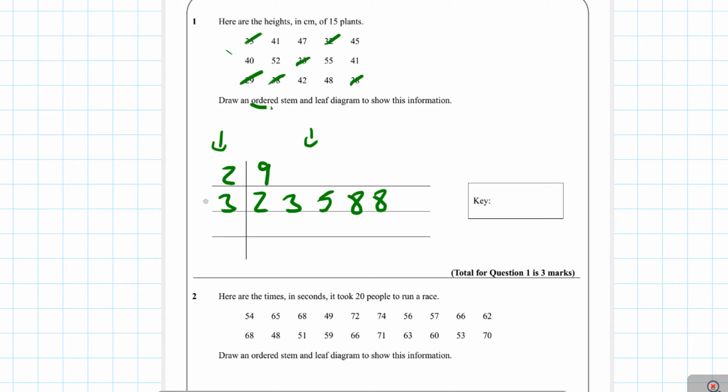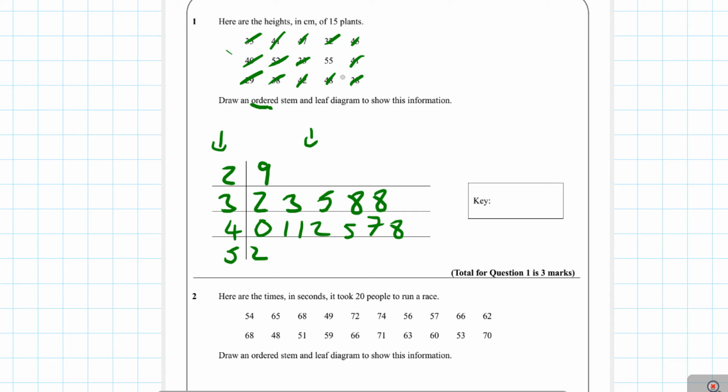And then we move on to the 40s, so it's 4, and then 0. So be careful, the lowest is 40, so we put 0 in. Then we've got 41, we've got another 41 here, then we've got 42, and then we've got 45, then we've got 47, and we've got 48. It is easy to miss one out, it's a very natural issue to have, but again, you can always redraw it or insert the number in.